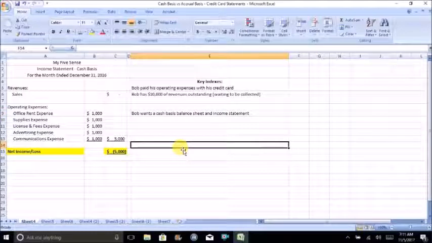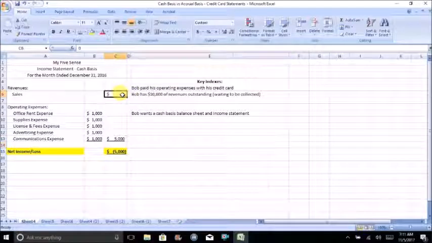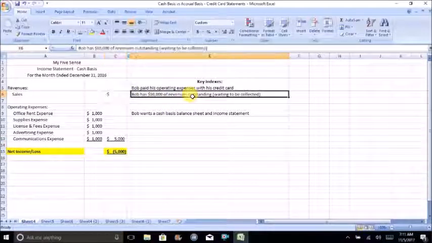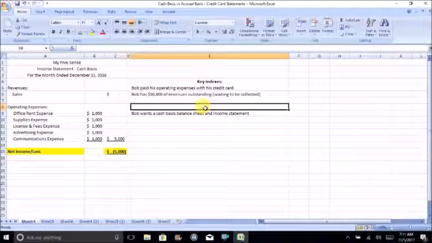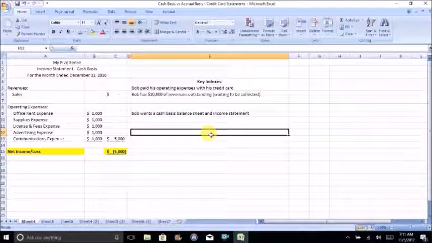Okay, no problem. So we didn't get any sales. As he said before, he has $10,000 outstanding, so there's no cash sales coming in. That's zero. But he also paid his operating expenses with his credit card. And there's an argument among accounting experts in the accounting world that credit card payments are treated as cash payments when it comes to a cash basis income statement.